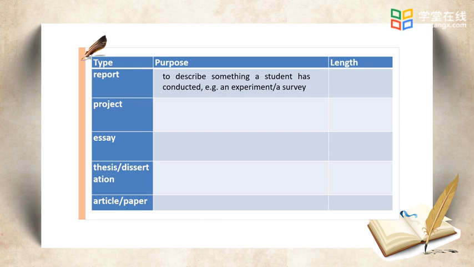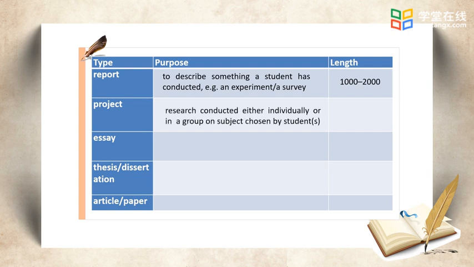Answer. A report is a description of something a student has conducted in an experiment or in a survey. It is as short as 1,000 to 2,000 words. A project refers to research conducted either individually or in a group on subject chosen by the students. It is usually 1,000 to 3,000 words long.